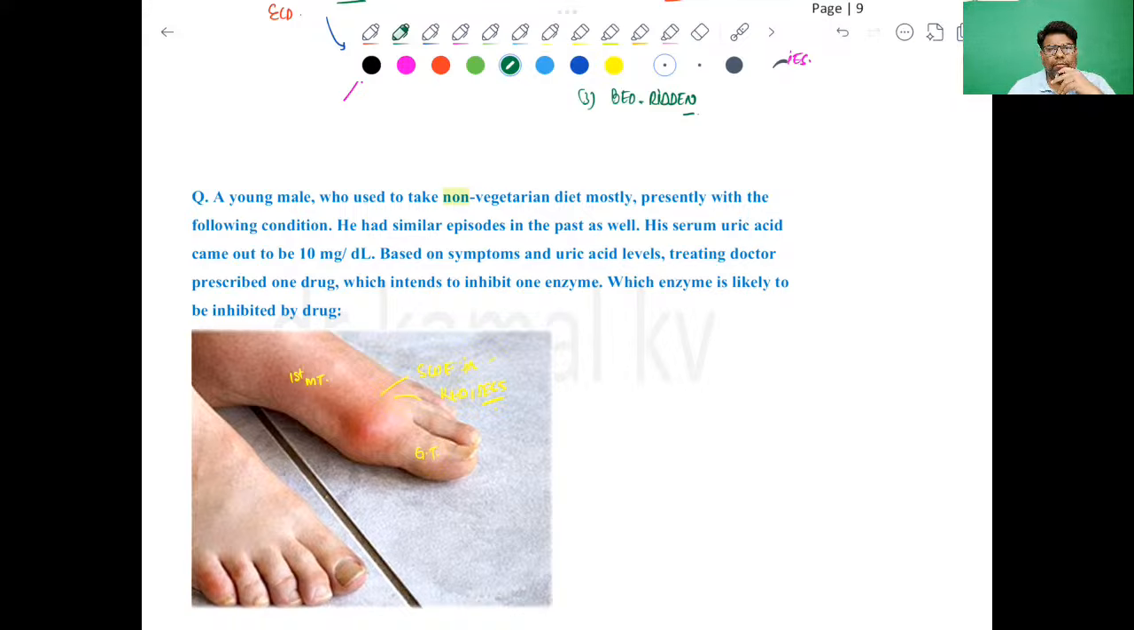The moment you see inflammatory signs at the region of the first metatarsophalangeal joint, or the area around the great toe, straight away you can jump and make a diagnosis of gout, right? It's a classical presentation, and most of you must know what gout is. Gout is hyperuricemia. So in the blood, the level of uric acid is raised. This is predisposed by persons who are taking red meat, right?